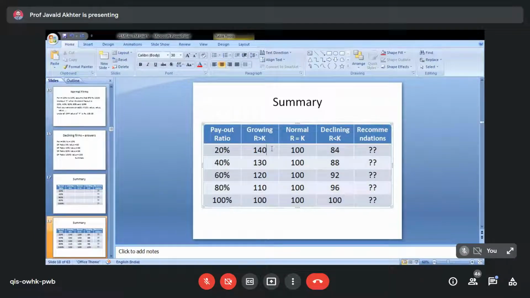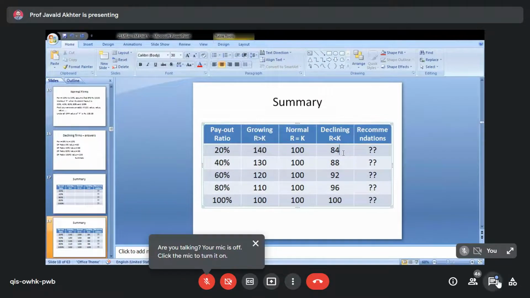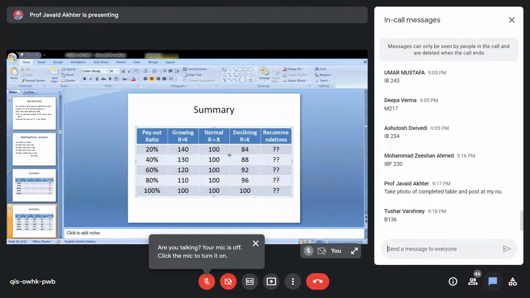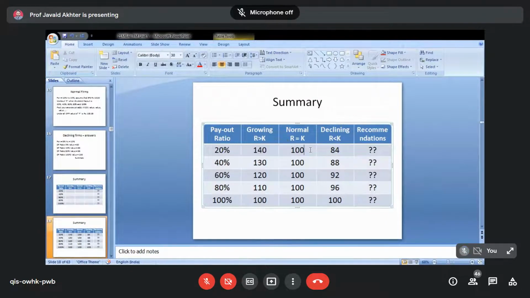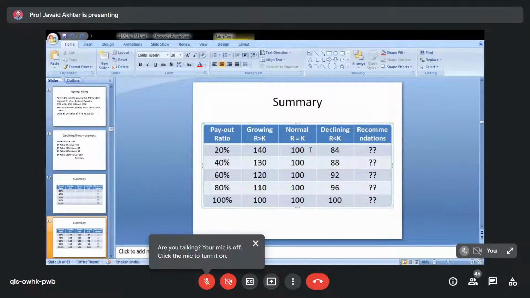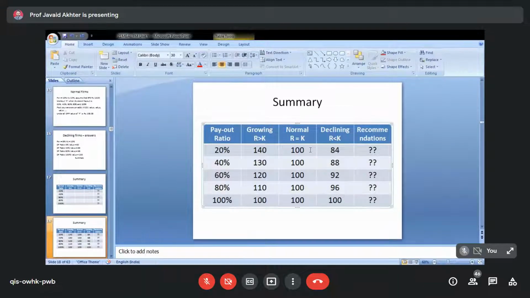So for growing firms, what is the recommendation? Should it pay more or should it pay less? Less. Pay less. And for declining, it should pay more. For normal, it does not affect. It does not matter whether it pays or does not pay. It hardly matters. By the way, when it hardly matters, what should it do? Pay or should not pay? Should not pay, sir.